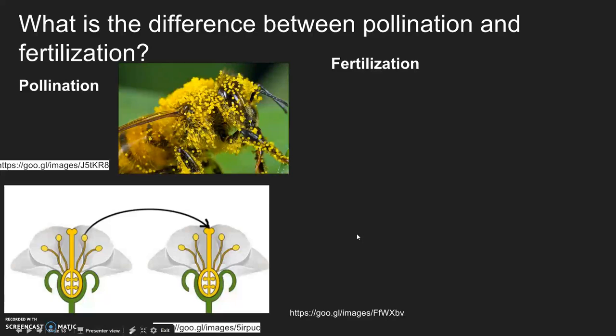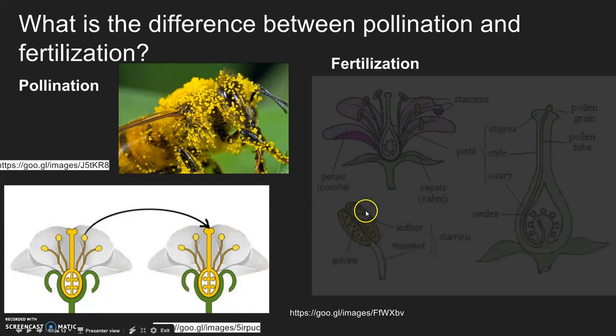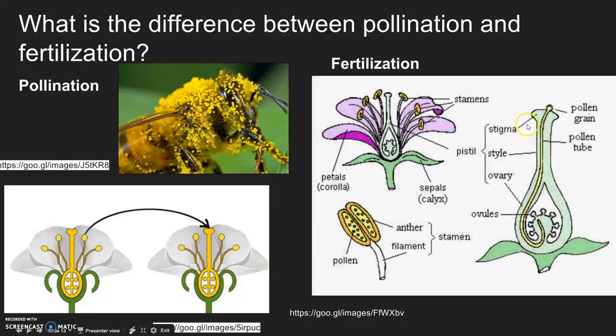Fertilization, on the other hand, and you're going to write the difference between these two on the back of your diagram, so you can turn your diagram over. Fertilization, on the other hand, takes it one step further because once that pollen grain lands on the sticky stigma at the top, it actually creates a pollen tube. I think this is so fascinating.